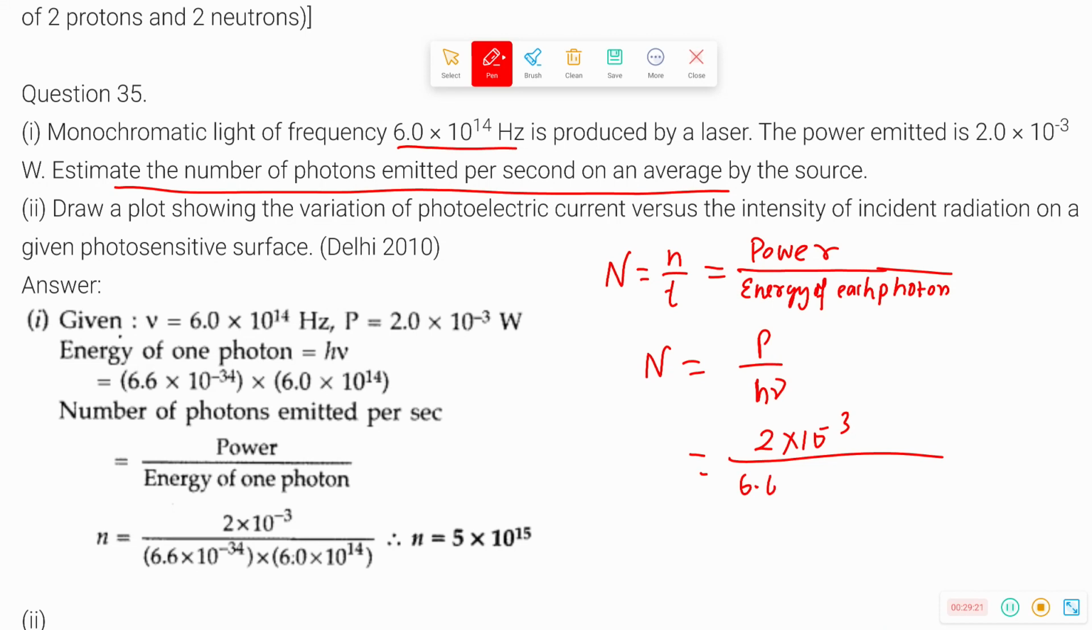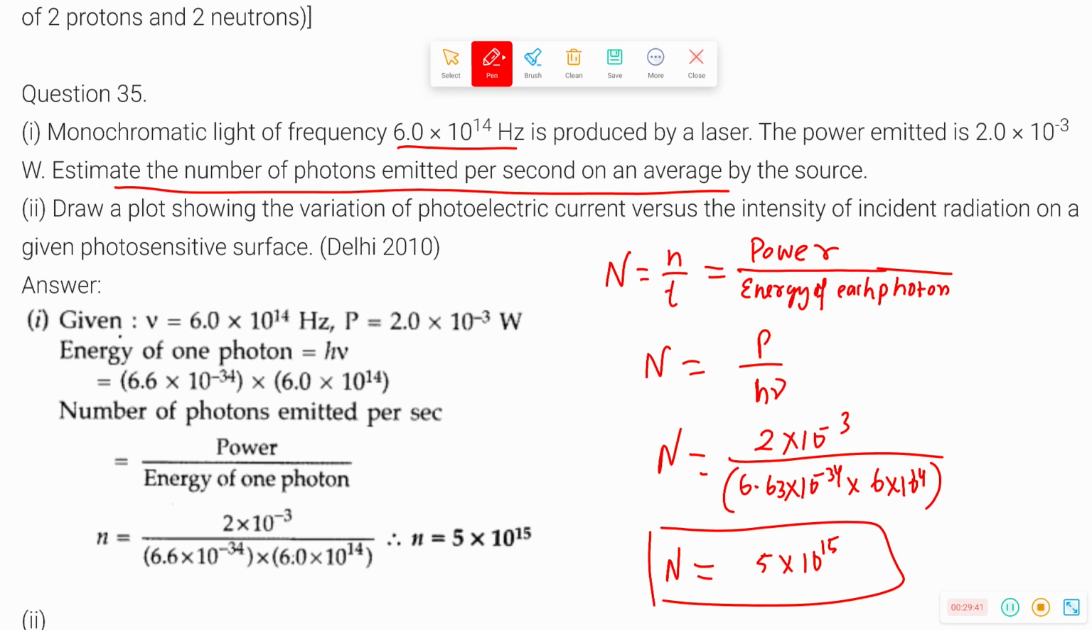Put the value of h as 6.63 into 10 to the power minus 34, and this value is 6 into 10 to the power 14. Okay, now multiply and all. Now write here 5 into 10 to the power 15. Clear? Check the calculation.